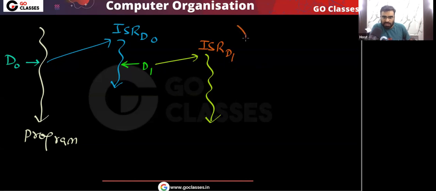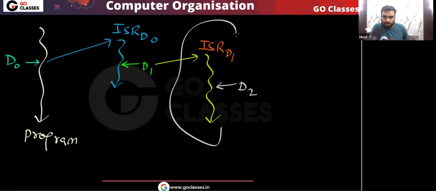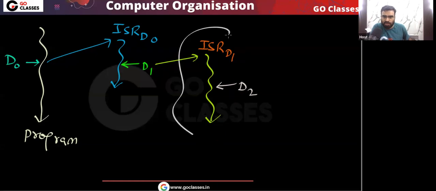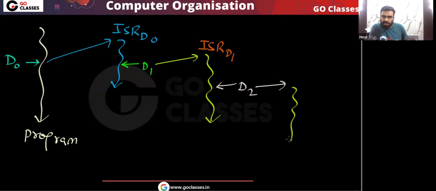Now you can see during the execution of this ISR, what can happen? Another interrupt can come. Maybe device D2 has interrupted. Now what will the CPU do? CPU will save this ISR, whatever CPU is doing, in the stack, in the control stack. Then CPU will jump to the ISR of D2, and so on.